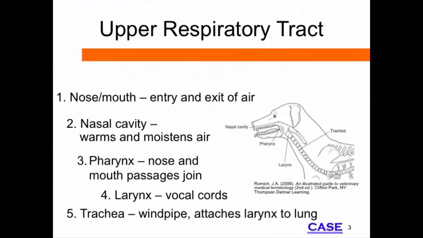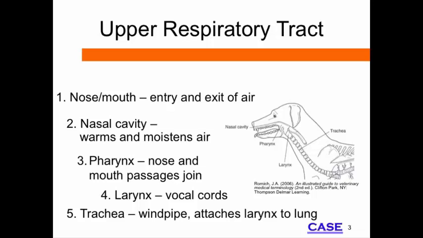The respiratory tract is divided into the upper and lower portions. The upper portion consists of the nose, nasal cavity, pharynx, and larynx. The trachea can be considered an upper or lower part. Air enters and exits the body through the nose and or mouth. The nasal cavity warms and moistens the air before it passes into the lungs. The nasal cavity also filters particulates from the air and contains the olfactory or smell receptors.